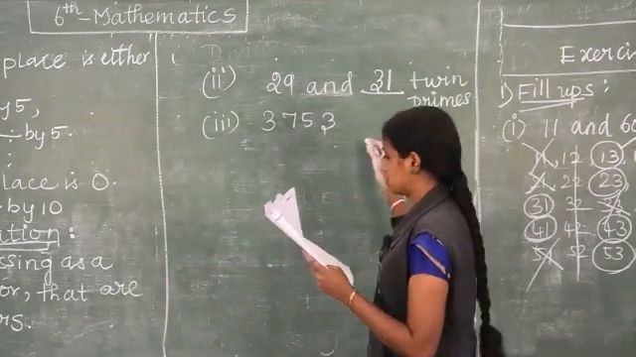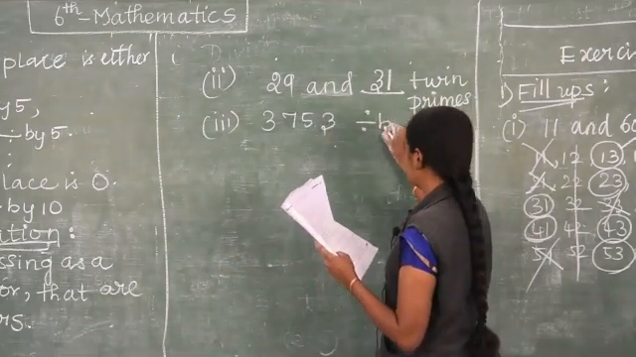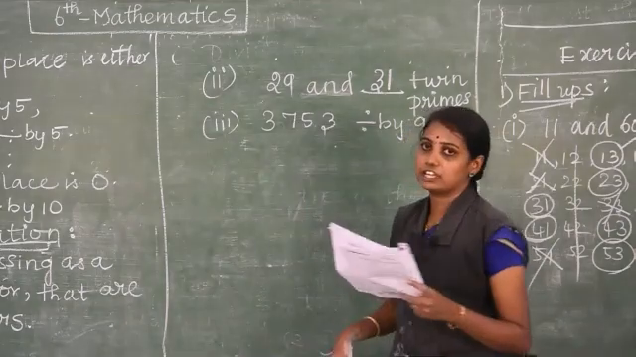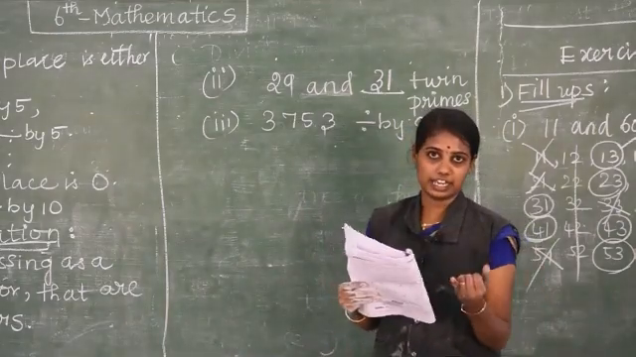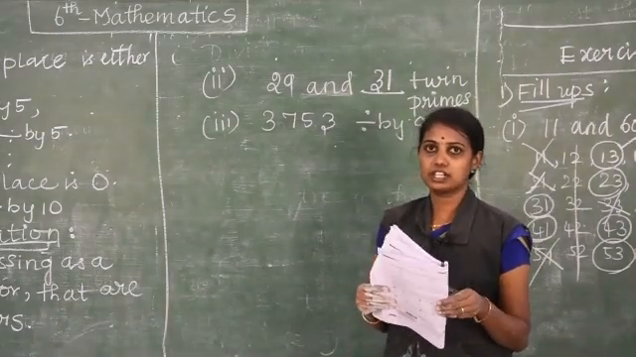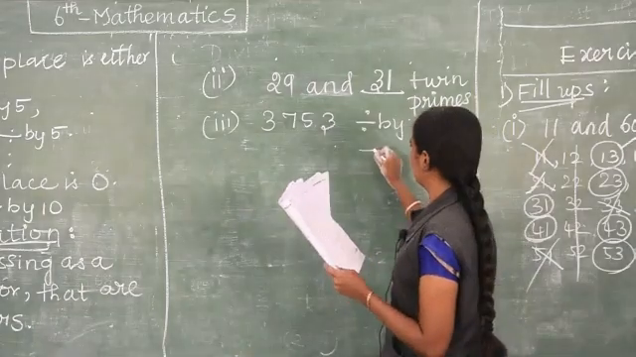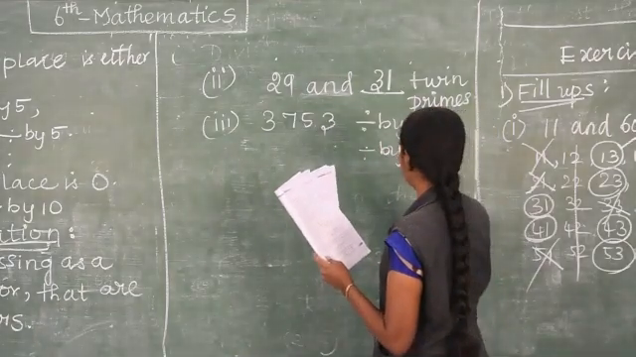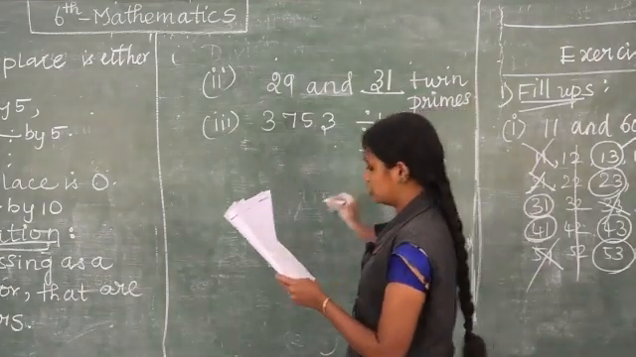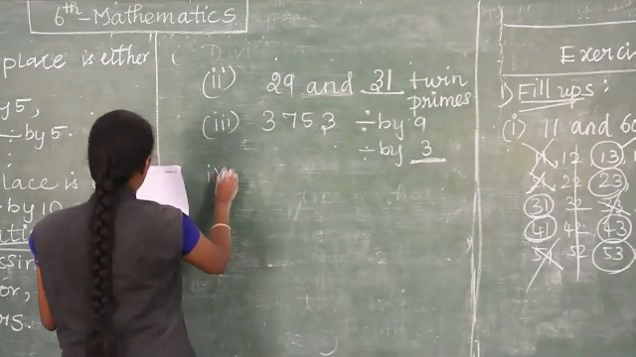3753. It's divisible by 9. Okay, every number that is divisible by 9 is divisible by 3 also. We learned the rules, so it is divisible by 3. The answer is 3. Option 4.